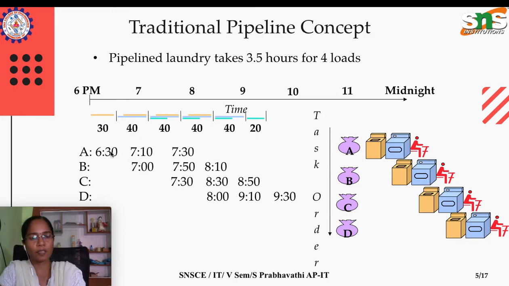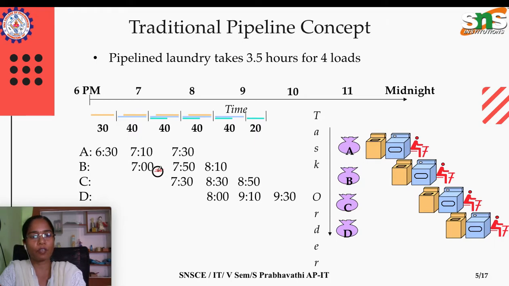Simultaneously at 6:30 A will start drying. They will put the clothes in the dryer, and the dryer takes 40 minutes, is it not? So from 6:30 to 7:10 A will utilize the dryer machine. And see here, after 7, what's happening to B? Will B go for folding? No, B is waiting for the dryer, but the dryer is currently engaged by A, is it not? Only at 7:10 the dryer will be free. So B will wait 10 minutes, is it not?